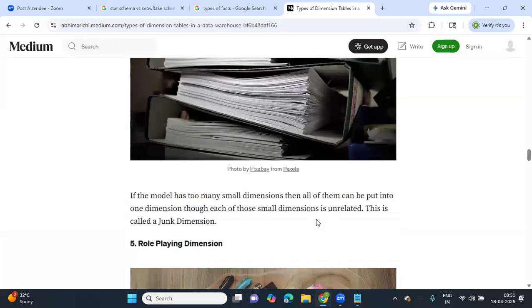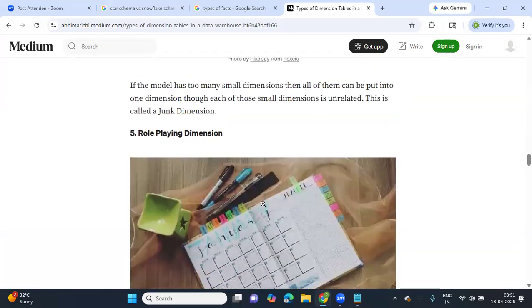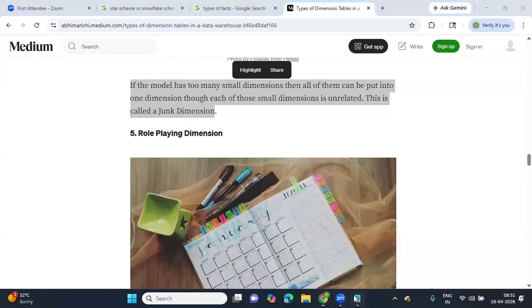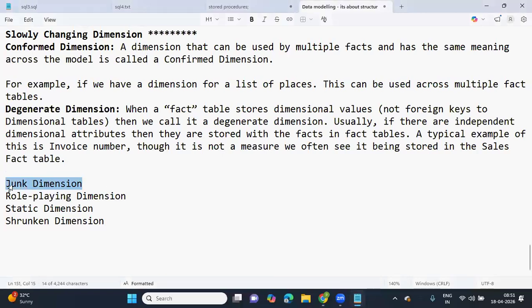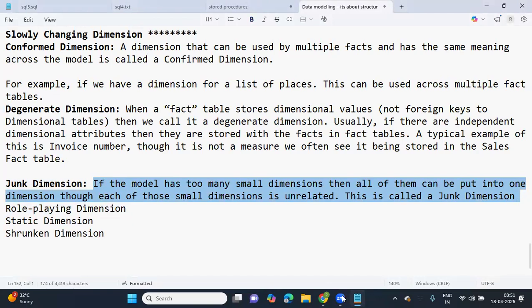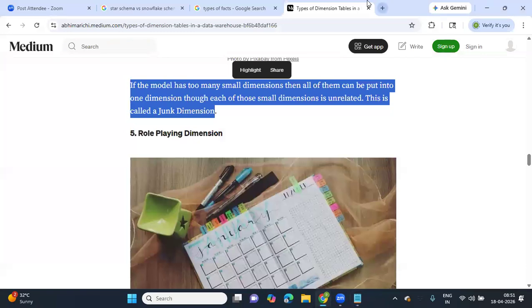Okay, now the junk dimensions, which has unimportant data. If the model has too many small dimensions, then all of them can be put into one dimension, though each of the small dimensions is unrelated. Okay, some unimportant data. Maybe they'll ask you this as well. When we store some unimportant data, we call it a junk dimension. Maybe the attendance of the students. That also comes under the factless fact. Let's see an example of the junk dimension.